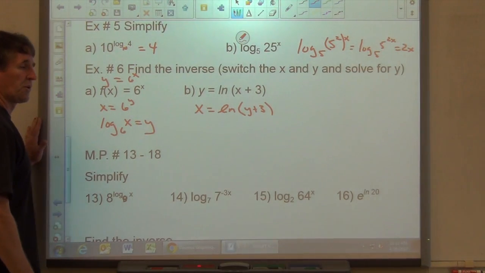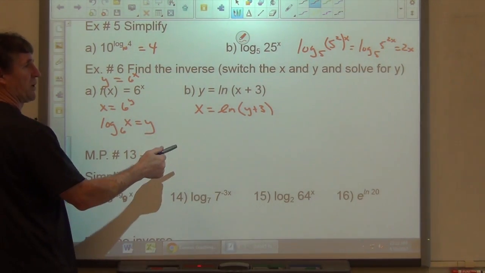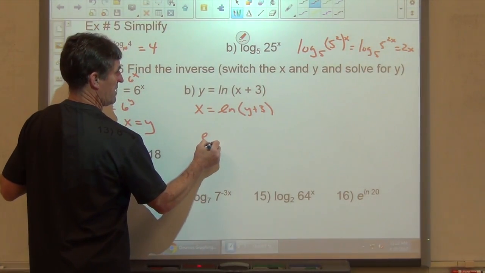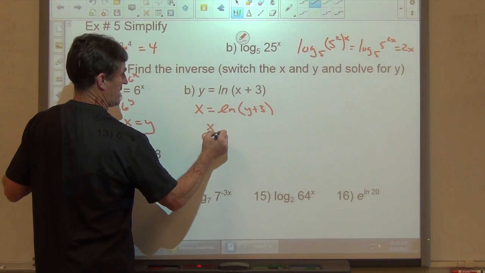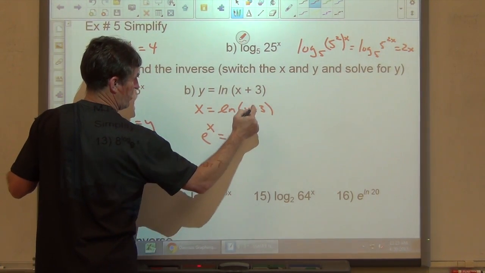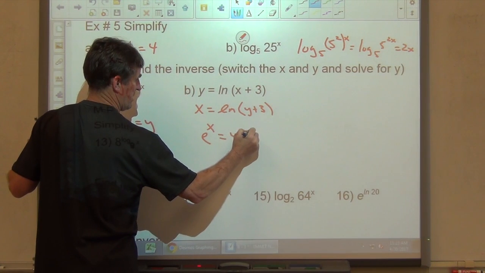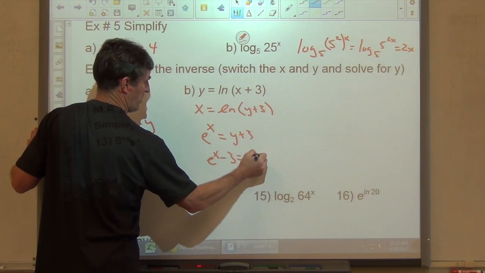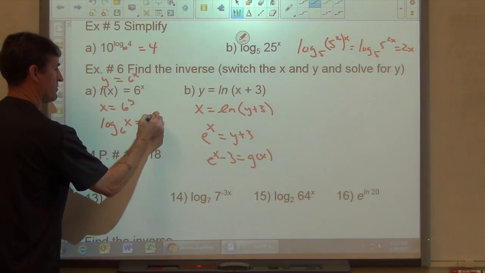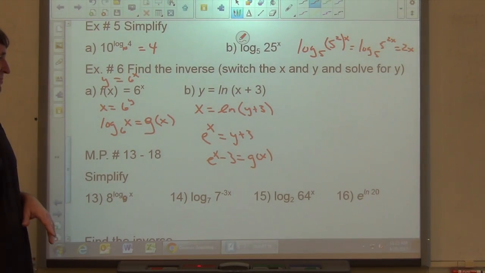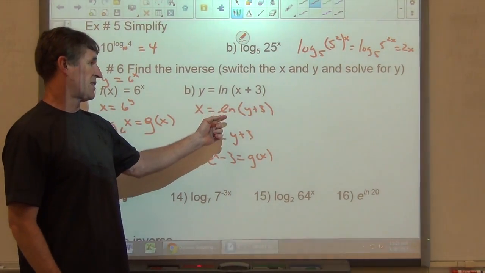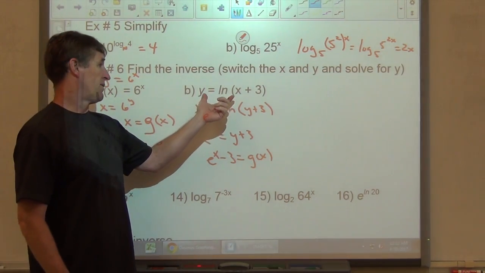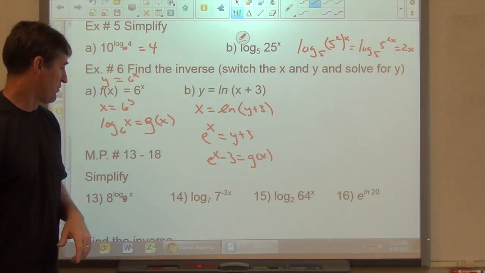Now we're in logarithms, so we're going to switch it to exponential form. So here's where you have to be careful. Remember, ln is base e, and so this would be e. This would be our exponent. e to the x equals the answer, or there's our answer over here, y plus 3. Subtract 3, so e to the x minus 3 would equal our inverse. Again, these should be g of x for the inverse function. And so you can see, to switch the x and the y, if it's in exponential form, you convert it to logarithmic form. If it's in logarithmic form, we convert it to exponential form to get the inverse.